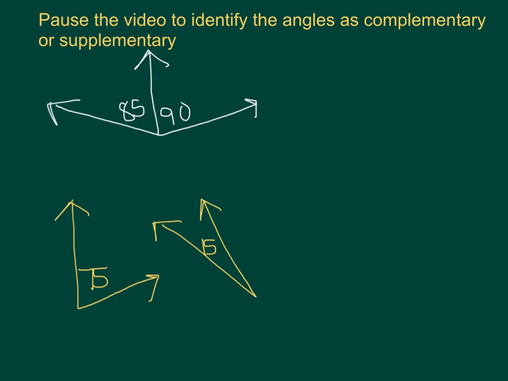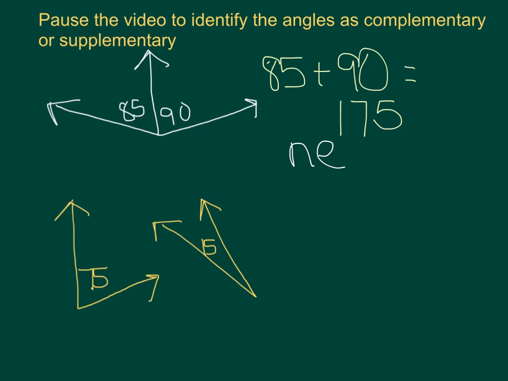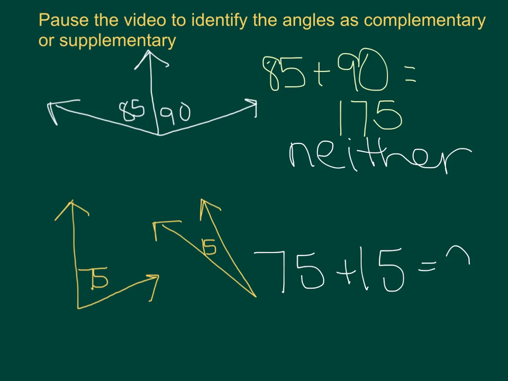Pause the video to identify the angles as complementary or supplementary, or neither. So for the first example, you have 85 degrees plus 90 degrees. Well, 85 plus 90 comes to 175. So we know that this one is neither because it has to come to 180 or 90. Second example, you have 75 plus 15, which comes to 90. So we would say that these are complementary.